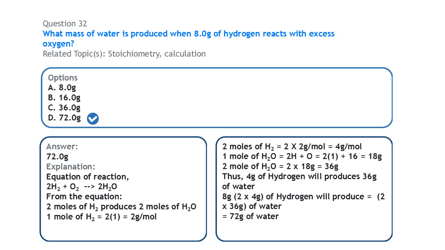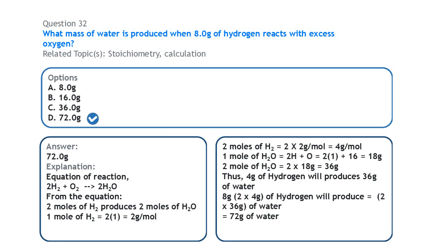In 1 mole of water we have 2 of hydrogen and 1 of oxygen. So this is going to be 2 times the atomic mass of hydrogen, which is 1, plus the atomic mass of oxygen, which is 16. 2 times 1 is 2, plus 16, that will be equal to 18 grams. This is for 1 mole of water. Now if 1 mole of water is 18 gram, then 2 moles of water is going to be 2 times 18 gram, and that is equal to 36 gram.